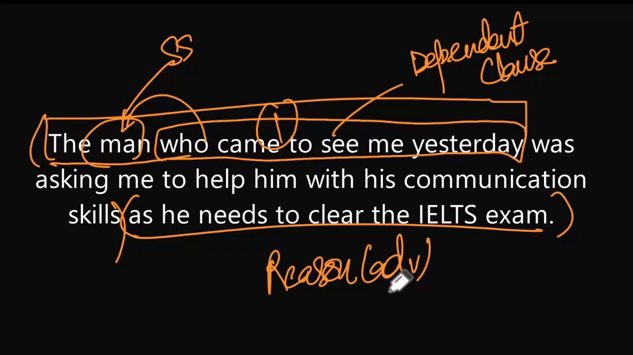We can have more than two dependent clauses if we want to. Three or four or five. That's possible. I'll show you going forward. Alright?